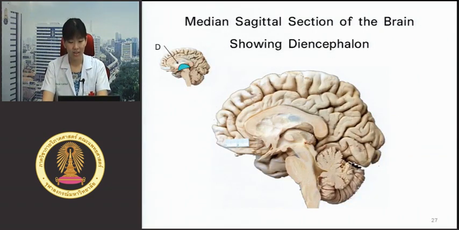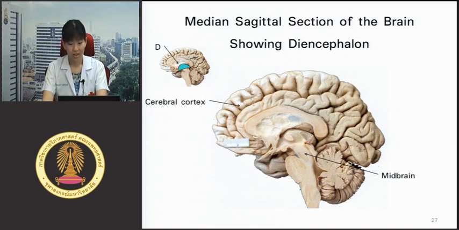Now let's focus at the diencephalon. We begin with the boundary of the diencephalon. This is the median sagittal section of the brain showing diencephalon, which is located between the cerebral cortex and the midbrain.